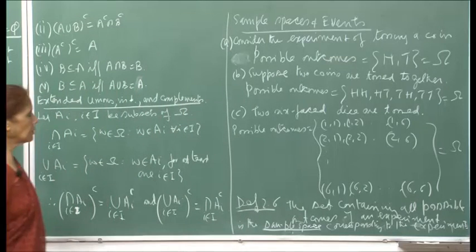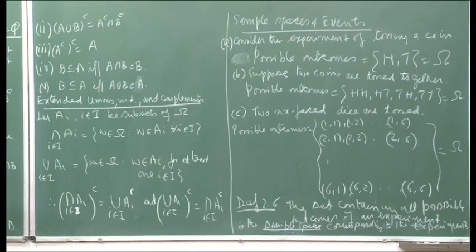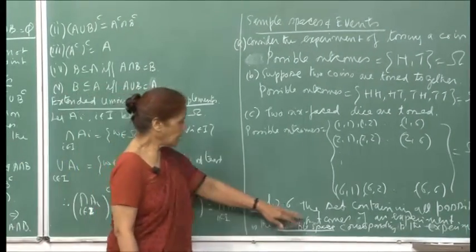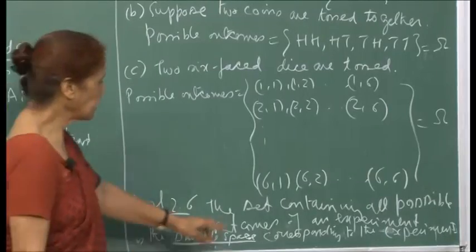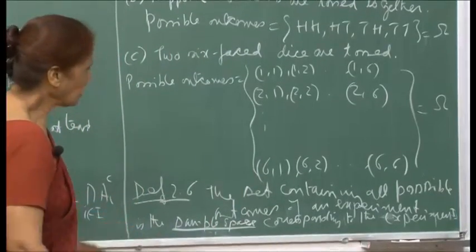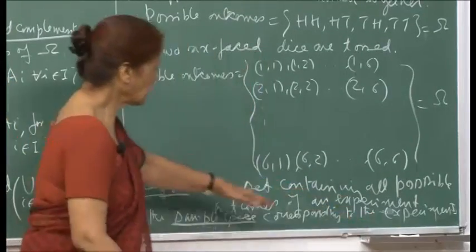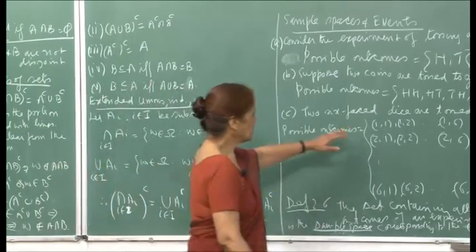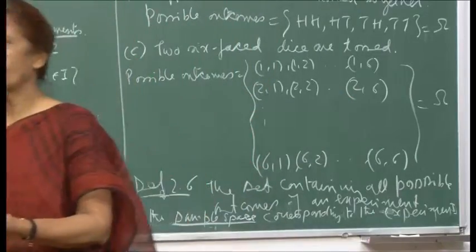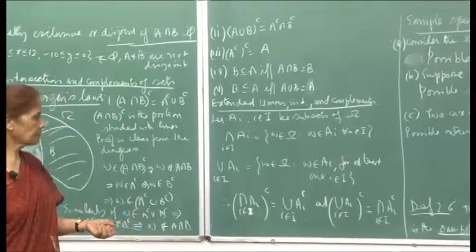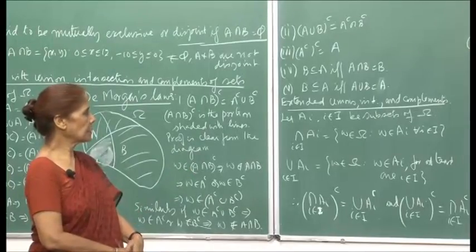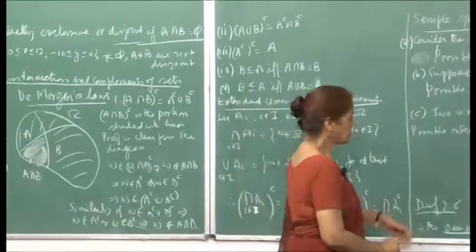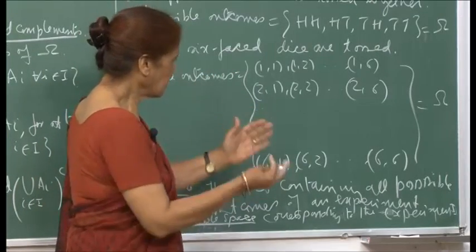So now a formal definition of a sample space can be immediately said, and that is that the set containing all possible outcomes of an experiment is the sample space corresponding to that experiment. Okay. It is not very clearly written, but you can just read it. So this will be our concept, and of course, when you do any experiment, you expect the outcomes to be finite, and so my sample space in this case would be the collection of possible outcomes.